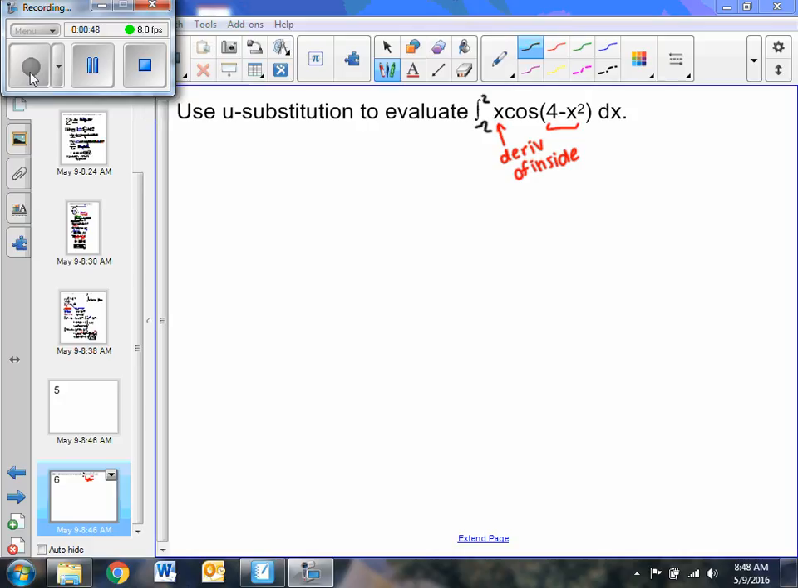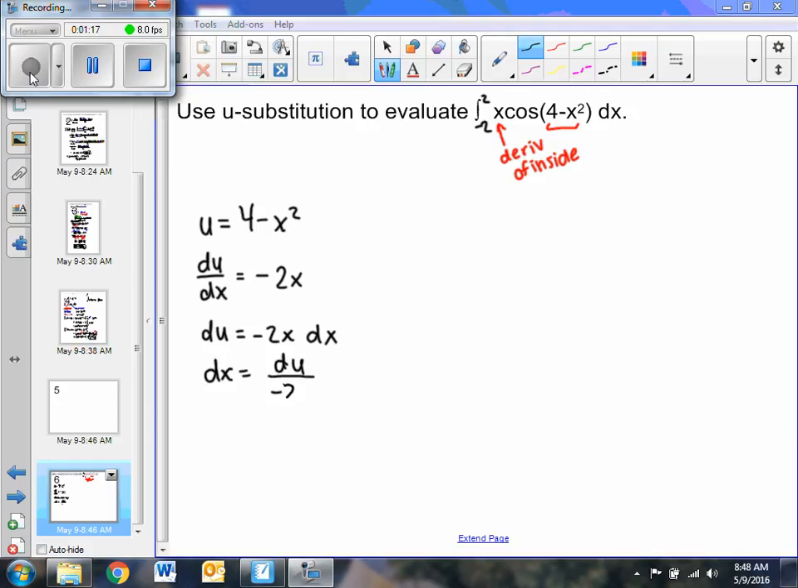So in our u-substitution, we start off by choosing u. Well, our u is always our inside function, which for us is 4 minus x squared. Next, I take the derivative of that, which is negative 2x, and then I try to solve for dx. So I get dx is du over negative 2x.